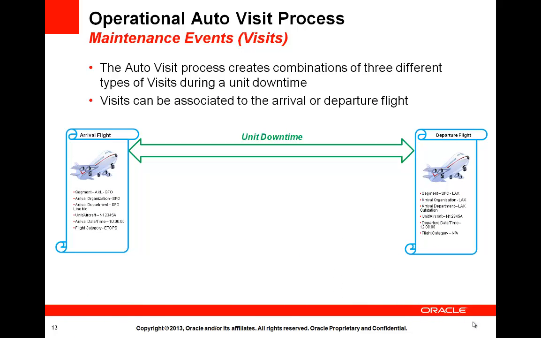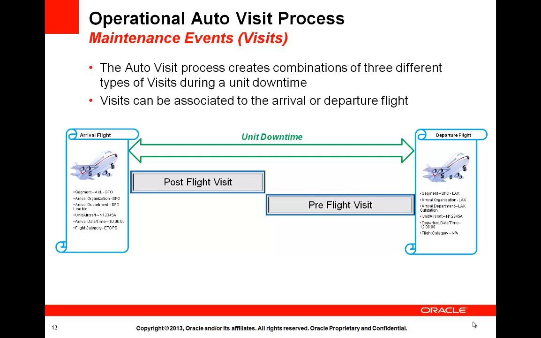During the operational auto-visit process, maintenance events or visits will be created. There are 3 different types of visits that will be created during a unit's downtime. Depending on the type of visit created, they can be associated to the arrival or the departure flight. We'll begin by describing the first type of visit, which is the post-flight visit. It's associated to an arrival flight and typically is for a duration that is less than a unit downtime.